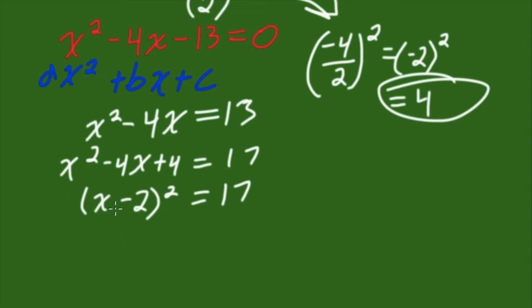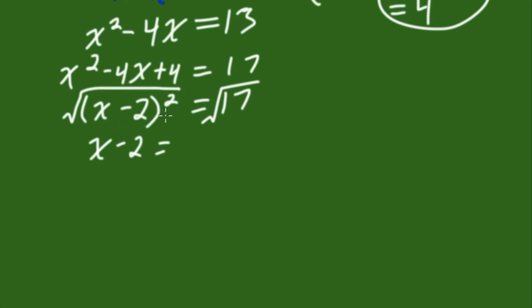Now we have x all by itself. Up here we had x here and x here, making it very difficult to solve. Now that we have one x, we can simply use inverse operations to solve this equation for x. So first of all, let's get rid of this squared up here by taking the square root of both sides. So that gives us x minus 2 is equal to root 17.